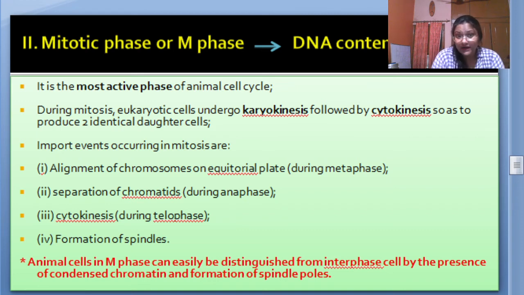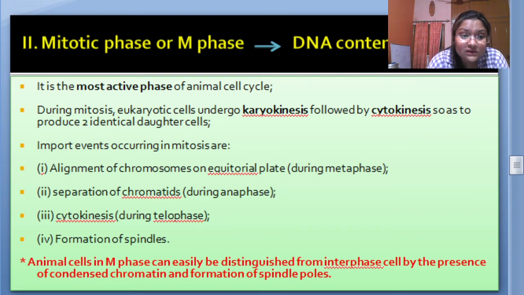Eukaryotic cells first of all undergo karyokinesis. Karyon means nucleus, kinesis means division. First of all, nuclear division will occur, followed by cytokinesis. Then the cytoplasm will also divide, so as to produce two identical daughter cells. The daughter cells will be identical because the duplicated DNA will be identical. The cell organelles, like ER and Golgi, are produced by fragmentation, and they produce an exact copy of themselves during fragmentation.